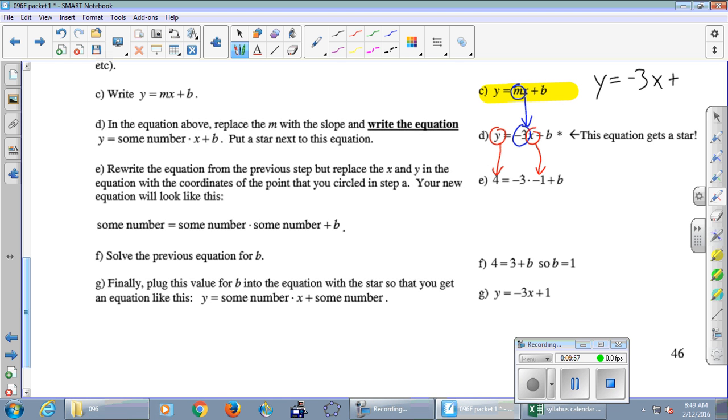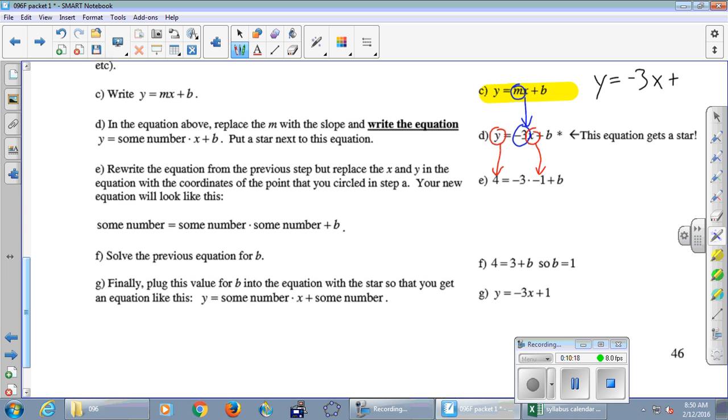4 equals negative 3 times negative 1 plus b, and that b is to be determined. Super, I've got an equation that I can use to solve for b. Negative 3 times negative 1 is positive 3. That's there. 4 is equal to 3 plus b. Subtract the 3 from both sides, and b is 1.